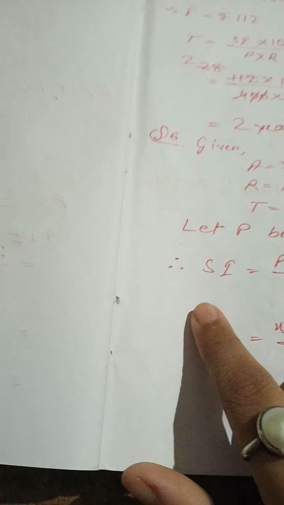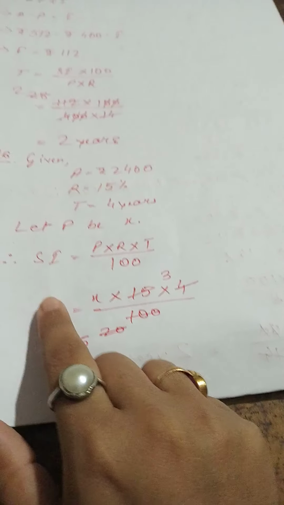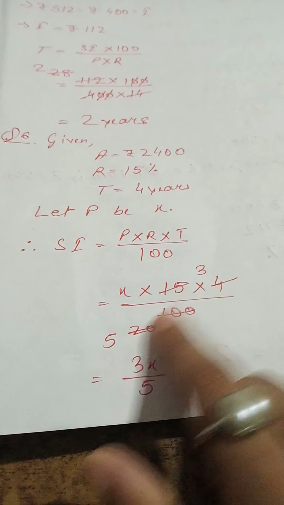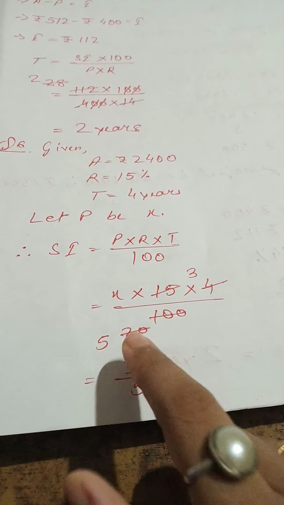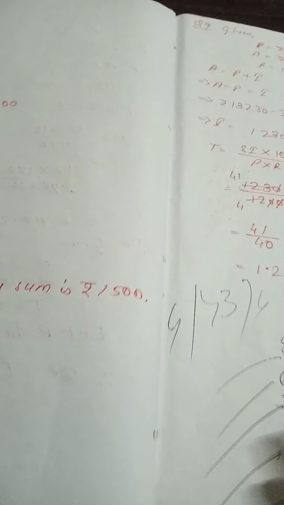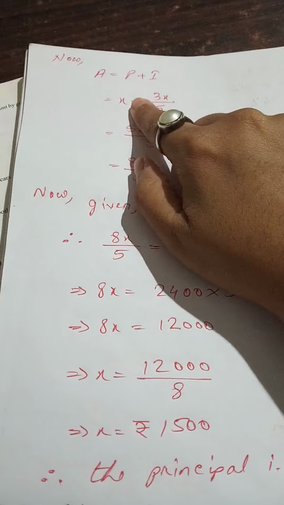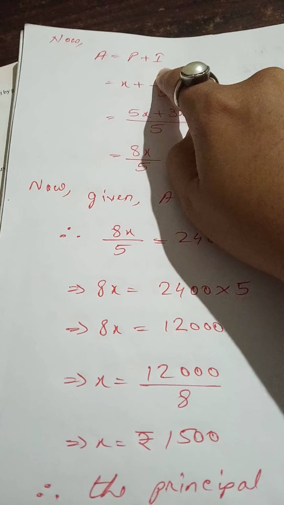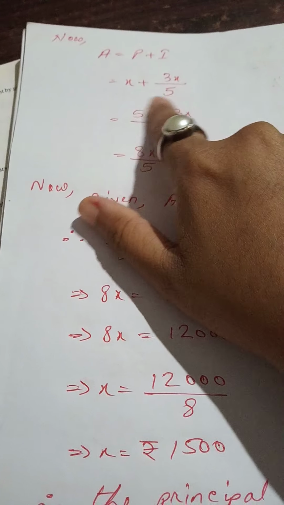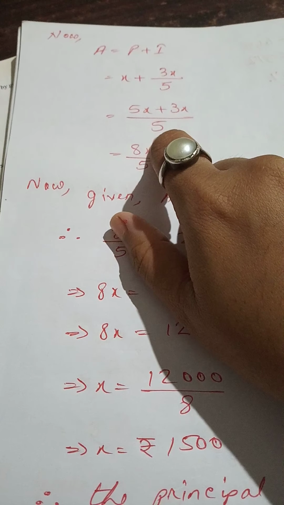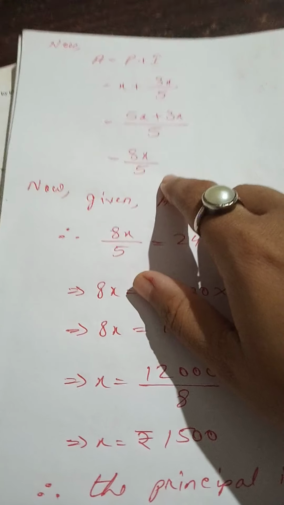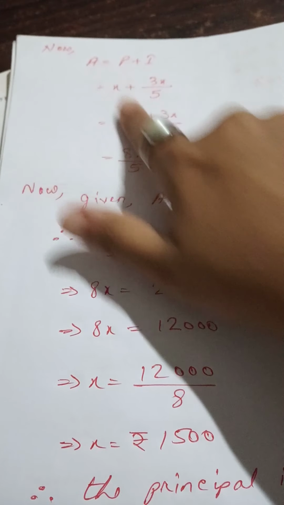So we will put the formula of SI here, simple interest. SI equals to P into R into T by 100, or P is X. We have taken X into 15 into 4 by 100. After all the cancellation, we get 3 into X by 5. So it is 3X by 5. Now A equals to P plus I. We know P we have taken to be X plus I we have got just now, 3X by 5. So we will do the LCM here. So it becomes 5 as the denominator. 1 5s are 5. 5 into X is 5X plus 3X equals to 8X by 5. So our amount is 8X by 5.